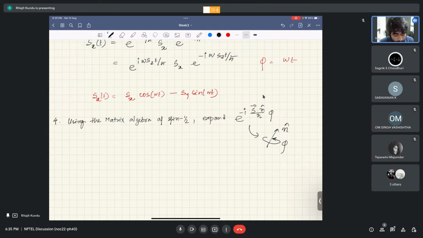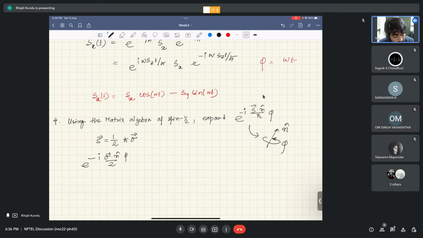How to do that? First, let's use the Pauli matrices, so we'll be using the Pauli matrix algebra. The spin is given in terms of Pauli matrices like this. This is how the spin is represented in terms of Pauli matrices. Then in terms of Pauli matrices, my rotation operator becomes e to the power minus i sigma dot n cap phi by 2.